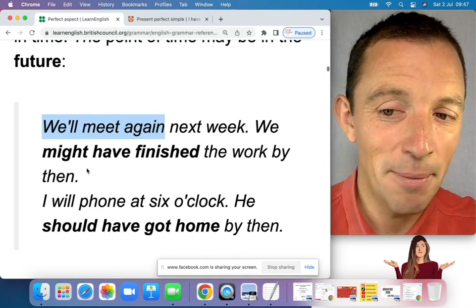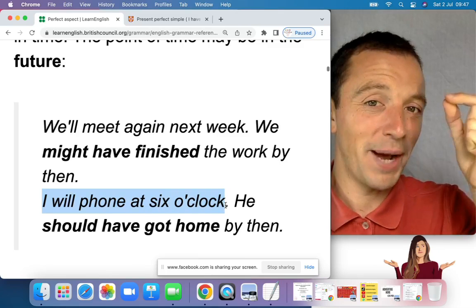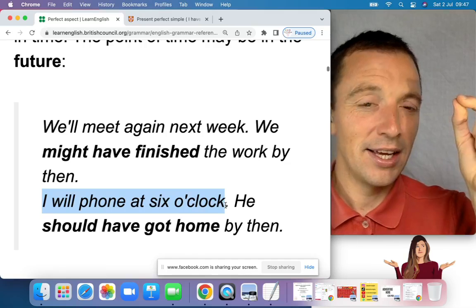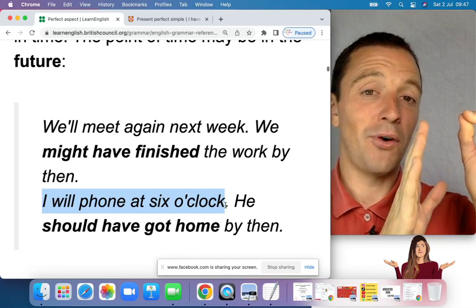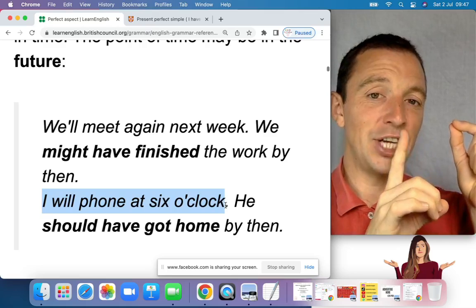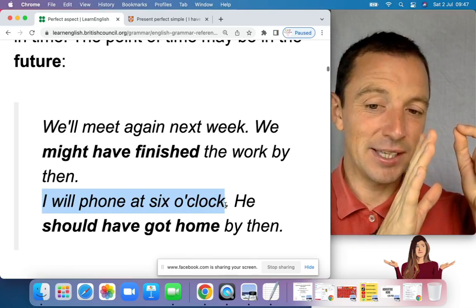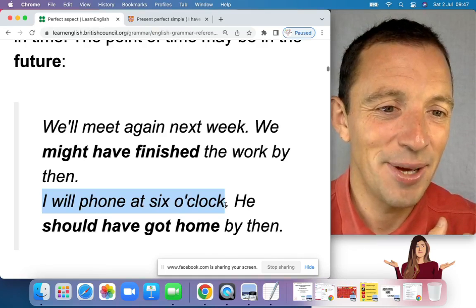So the next example is, I will phone at 6 o'clock. This is the particular perspective in the future. I will phone at 6 o'clock. He should have got home before that time. Should is recommendation and advice plus the participle in the present perfect. He should have got home by that time.